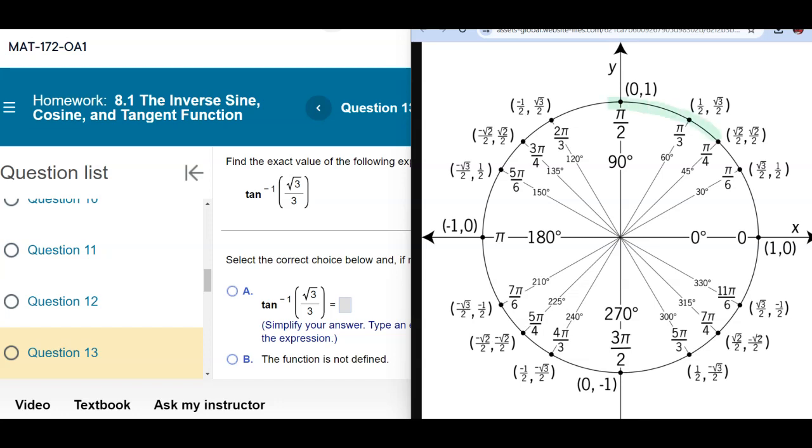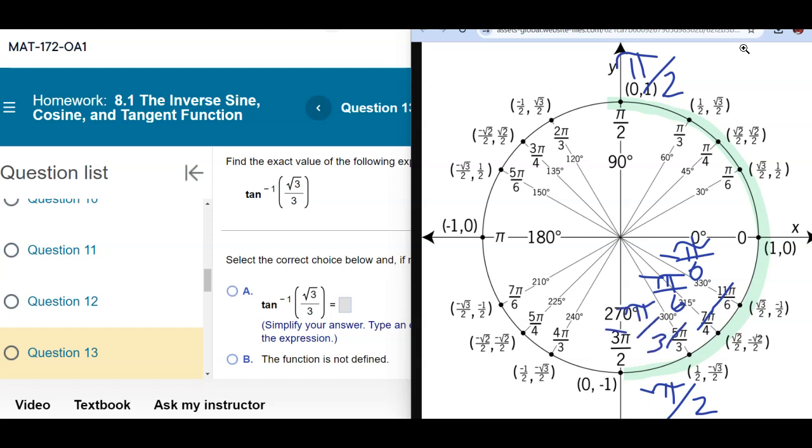So the inverse tangent function can only output quadrants 4 and 1, and the angles that it outputs are between negative pi over 2 and positive pi over 2. And so that means that this is not 11 pi over 6 as far as inverse tangent goes. It's negative pi over 6. This is negative pi over 4, and etc. They are negative angles, and then these are the positive angles.